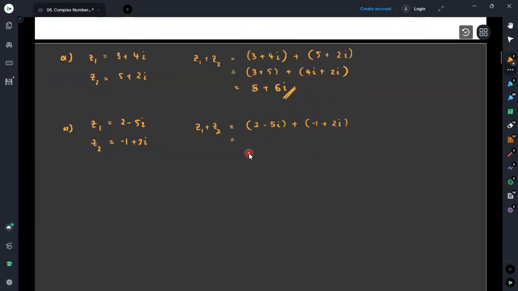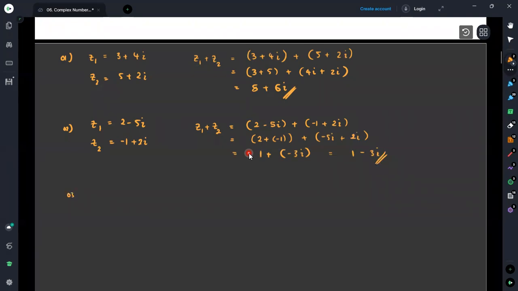Then we can add the real parts together. It is 2 plus minus 1, which is simply 2 minus 1, and that is 1. Then the imaginary parts, minus 5i plus 2i, give us minus 3i. That's how we get the final answer as 1 minus 3i.